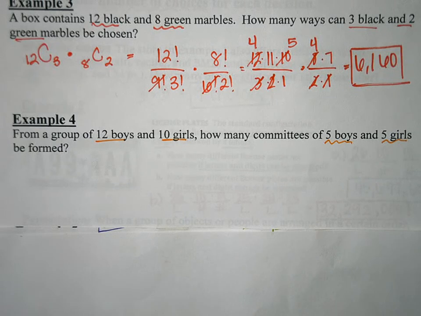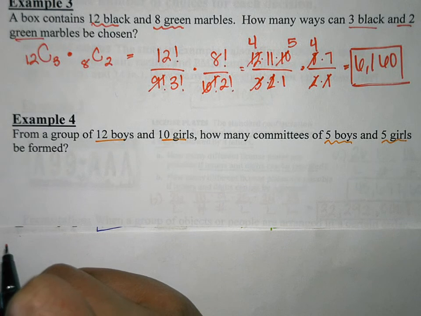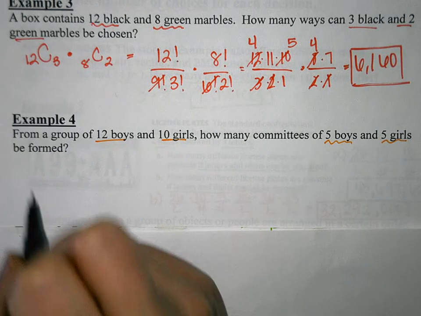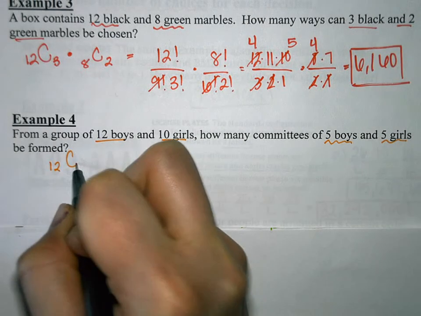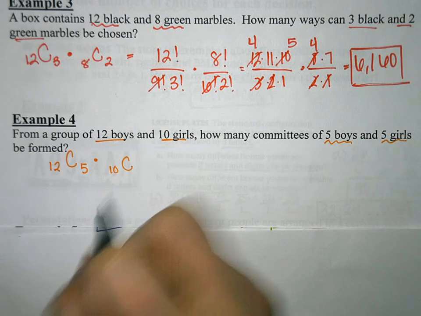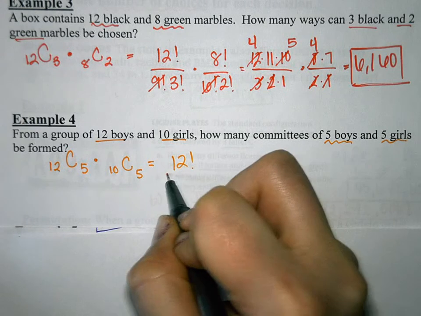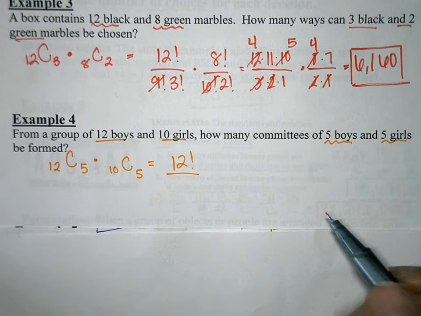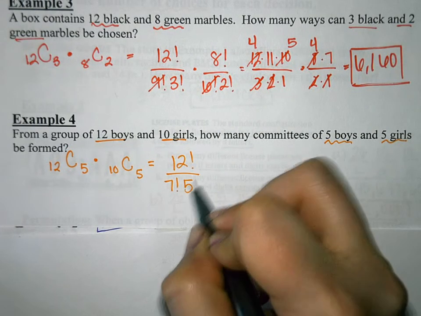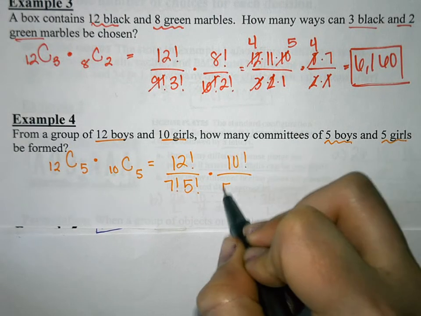Okay, so because we're looking at committees and we have boys and girls, then we have 12 boys to choose from and we want to pick 5, times 10 girls to choose from and we want to also pick 5. So this is going to be 12 factorial over 12 minus 5 gives me 7 factorial, 5 factorial, times 10 factorial over 5 factorial, 5 factorial.